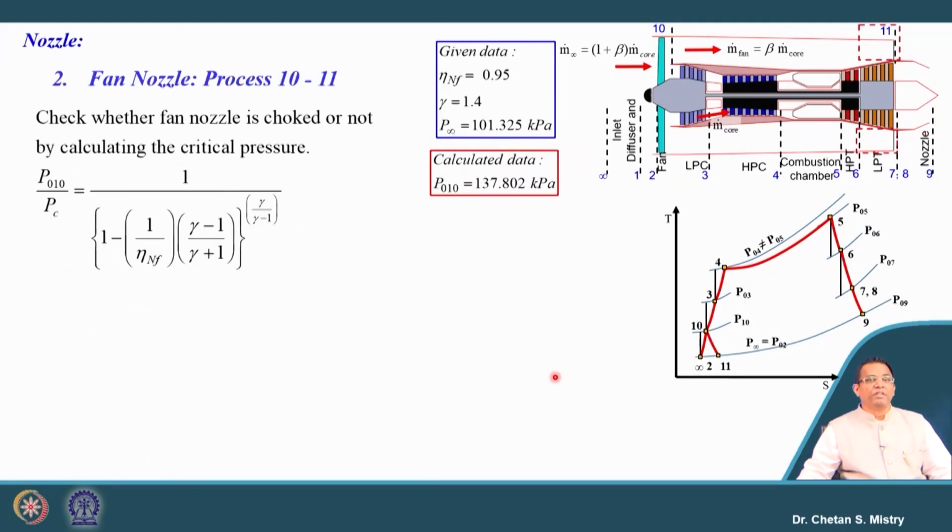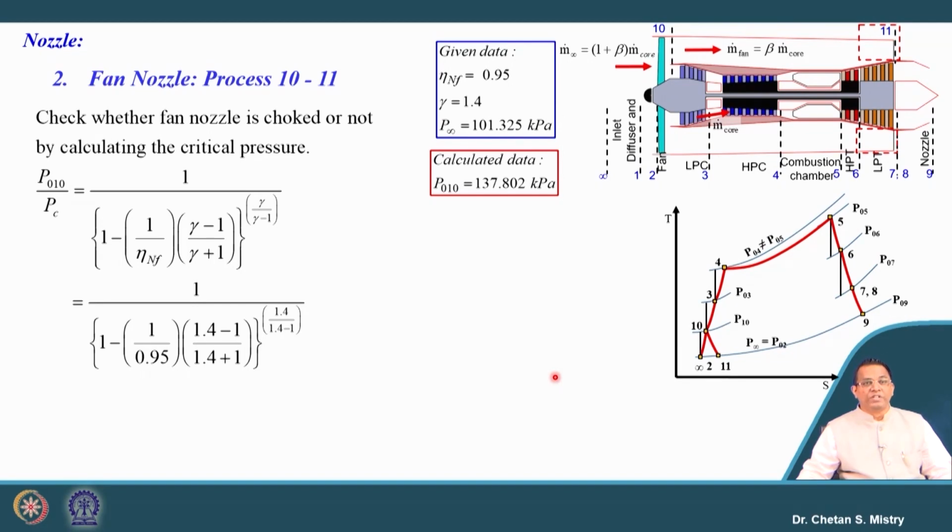Okay. Similarly, we will be doing our calculation for the fan nozzle, and for the fan we will be writing the critical pressure ratio as P010 divided by Pc, and here the efficiency for the fan nozzle also is 95%. It may be possible that for both the nozzles the efficiency will be a different number. So, you need to select this number accordingly.